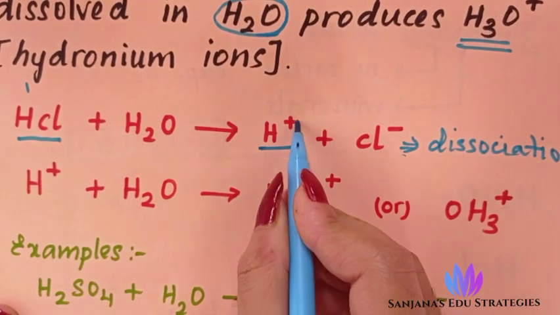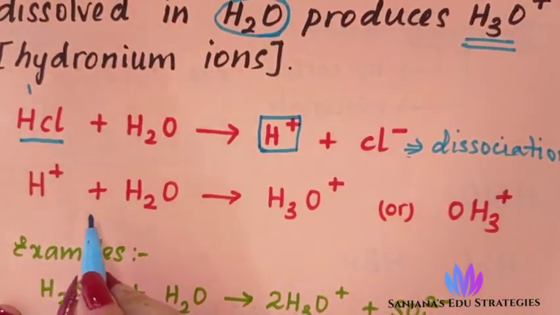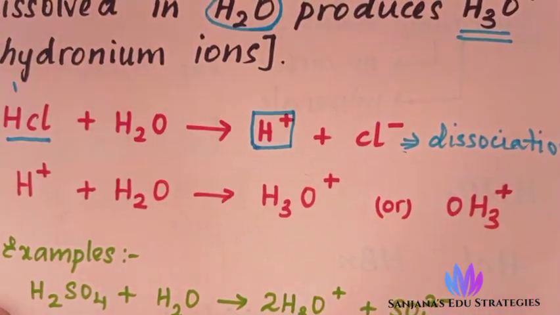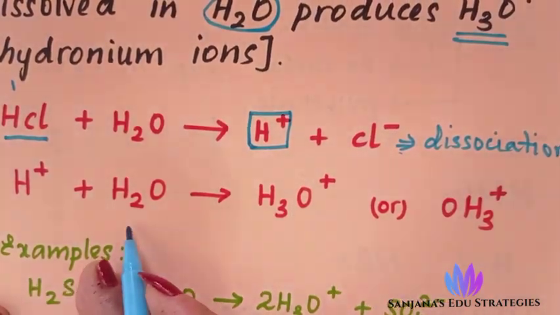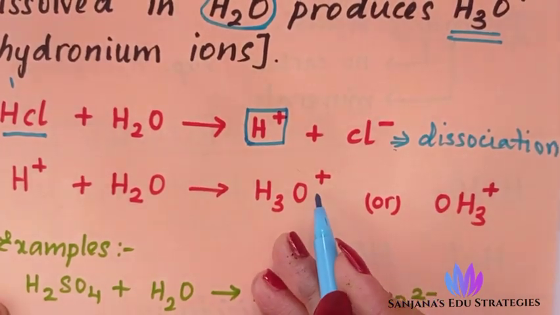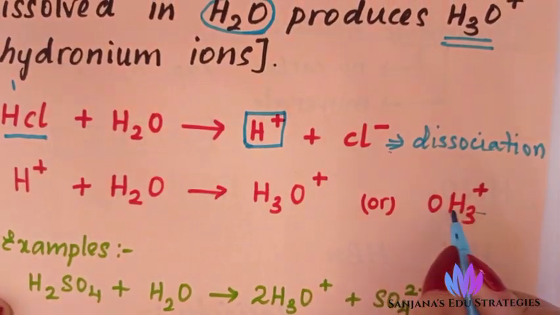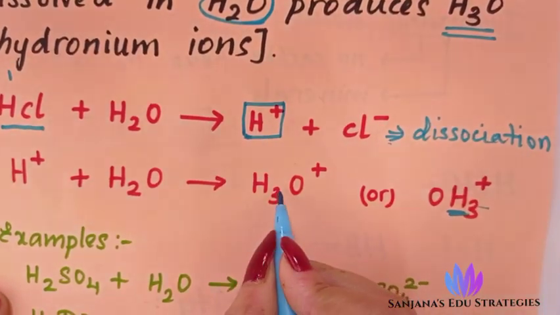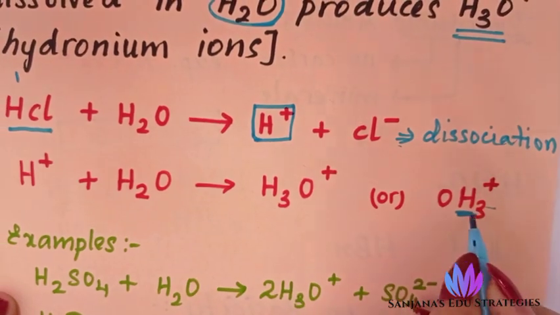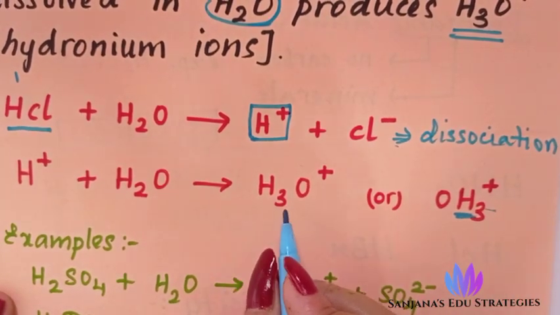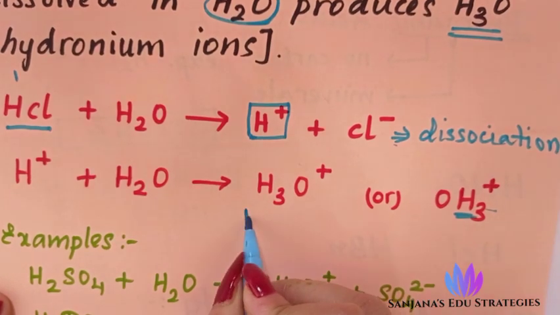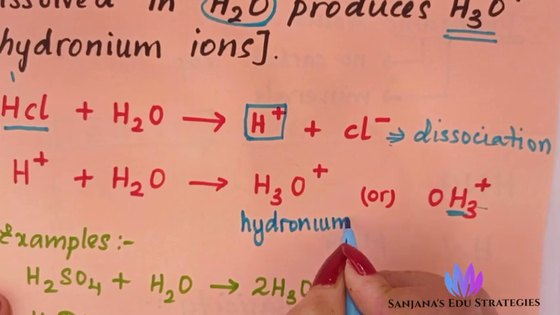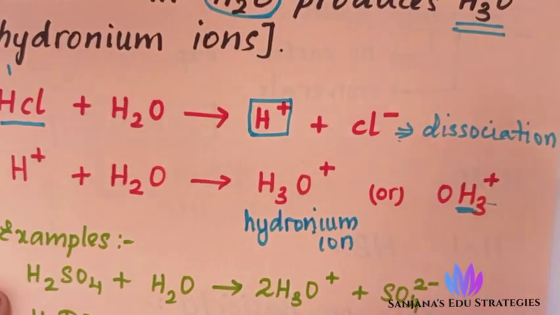Now this H plus is not stable. It cannot be present independently, so it combines with H2O to form H3O plus. You can also write it as OH3 plus, because this plus sign is for the hydrogen, not for the oxygen. So we write it as H3O plus. It forms the hydronium ion.